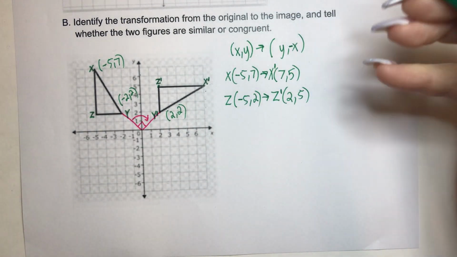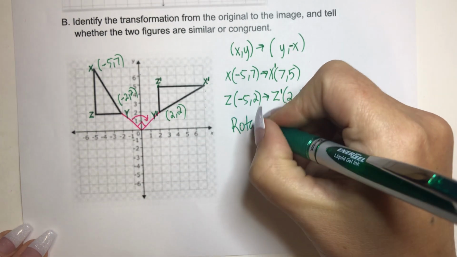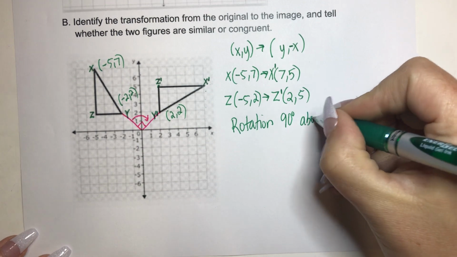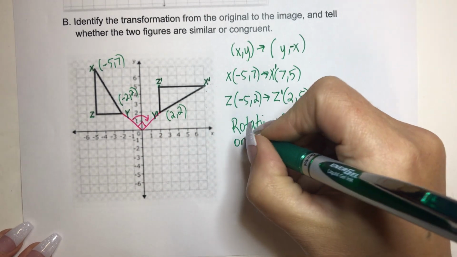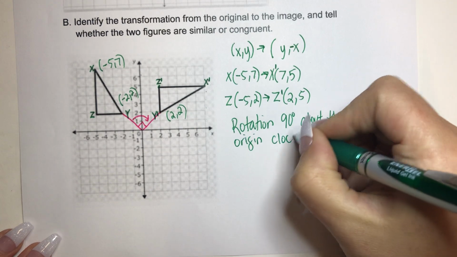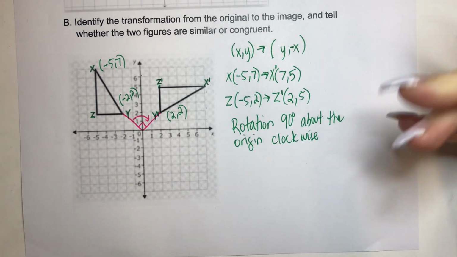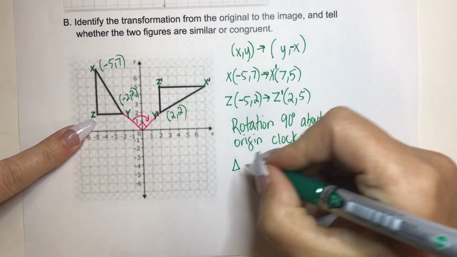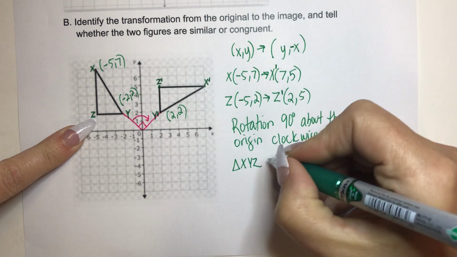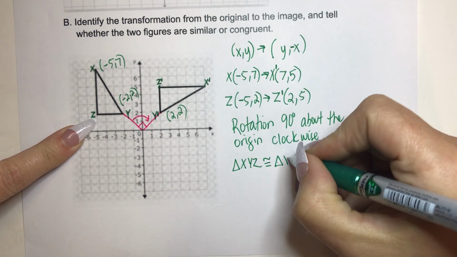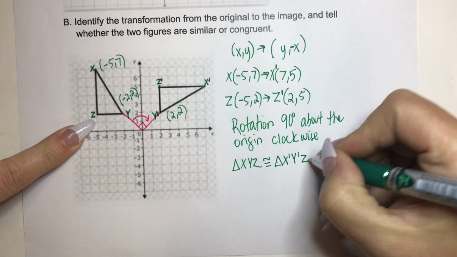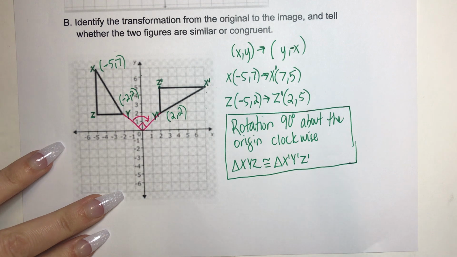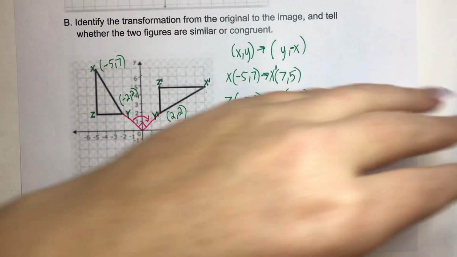So perfect. This is a rotation 90 degrees about the origin, clockwise. And rotations are congruent with each other. So we're going to go ahead and say that triangle XYZ is congruent with triangle X prime, Y prime, and Z prime. So there we have it right there. Boom. Okay, let's go on to our next example.